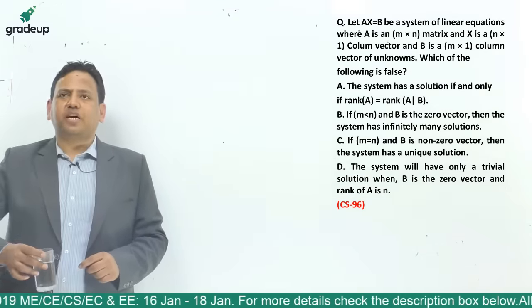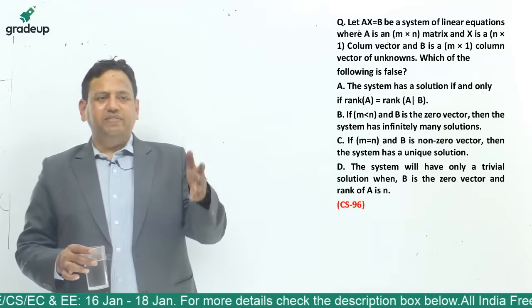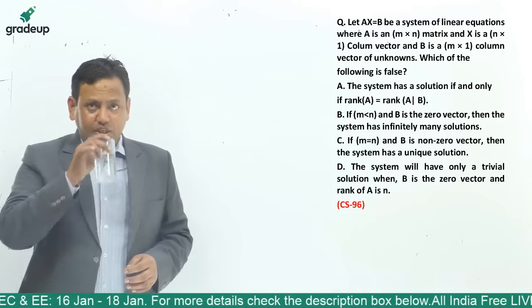No, B is not the option. One independent solution. They are not asking the rank. They are asking the number of independent solutions. Everybody write the answer for this question.